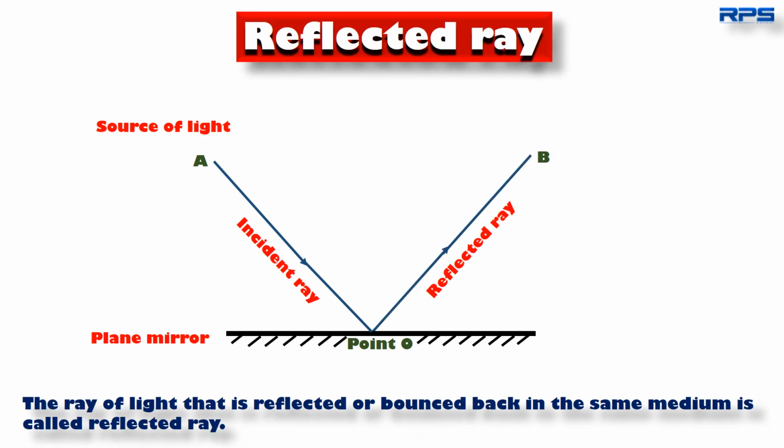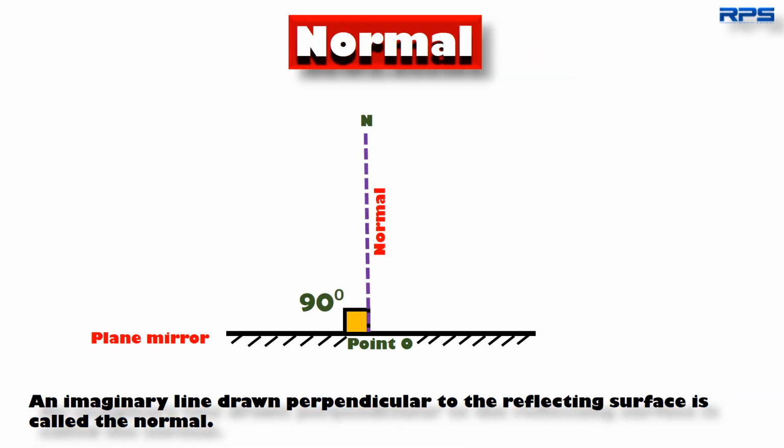Reflected ray. The ray of light that is reflected or bounced back in the same medium is called the reflected ray of light. In the given diagram, ray OB is the reflected ray of light. Normal. An imaginary line drawn perpendicular to the reflecting surface is called the normal. In the given diagram, line NO is drawn at an angle of 90 degrees to the plane mirror. So, this is the normal to the reflecting surface or plane mirror.